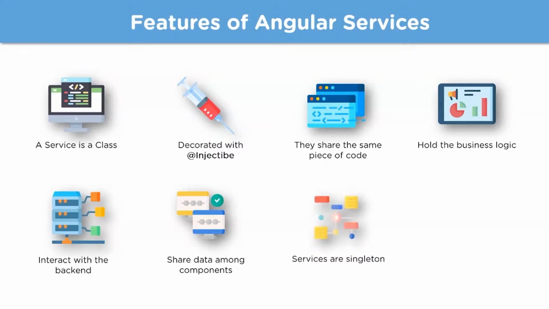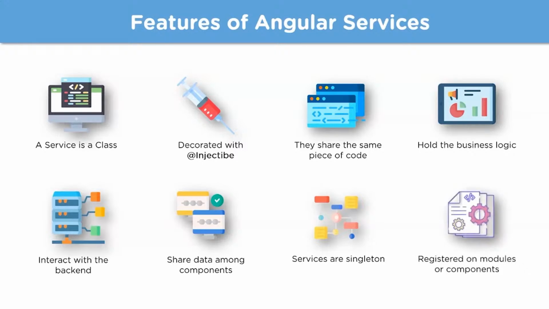In Angular, services are singleton, meaning that only a single instance of a service gets created and the same instance is used by each and every building block in the application. And finally, a service can be registered as a part of a module or it can be registered as a part of the component. Now to register it as a part of the component, you'll have to specify it in the providers array of the module.